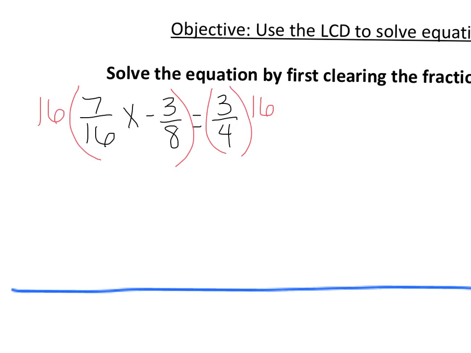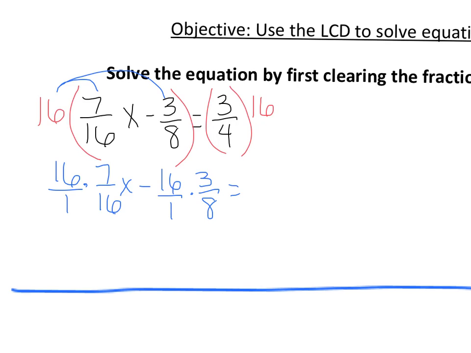Now, whenever we do this, we have to keep in mind that we are actually using the distributive property because I'm multiplying this whole left-hand side by 16. So I have to multiply 7/16 x by 16. I also have to multiply negative 3/8 by 16. So when I distribute out that 16, I get 16 over 1 times 7 over 16x minus 16 over 1 times 3 over 8, and do the same thing on the right hand side. I have 3 over 4 times 16 over 1.